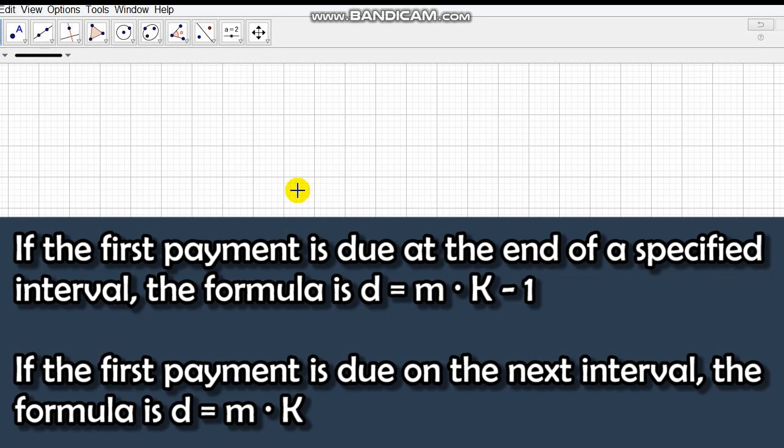If the first payment is due at the end of a specified interval, the formula is D is equal to M times K minus 1. However, if the first payment is due on the next interval, the formula is D is equal to M times K.